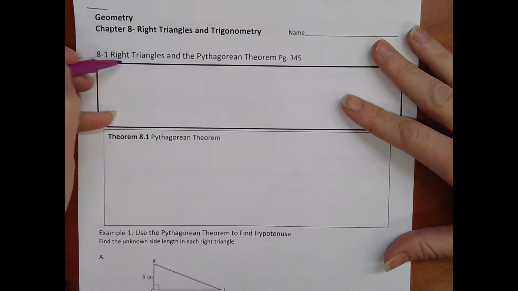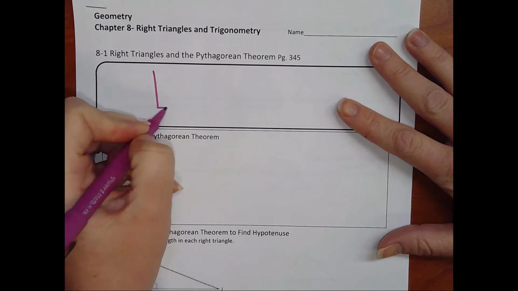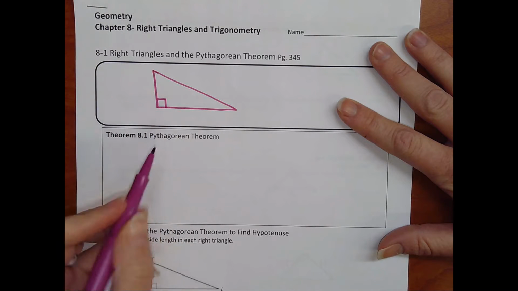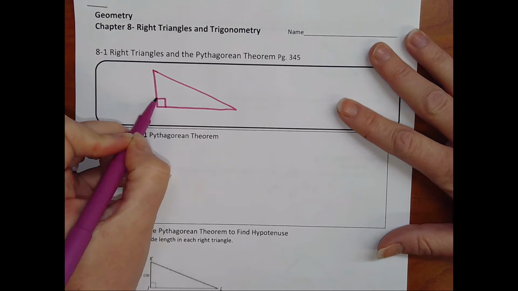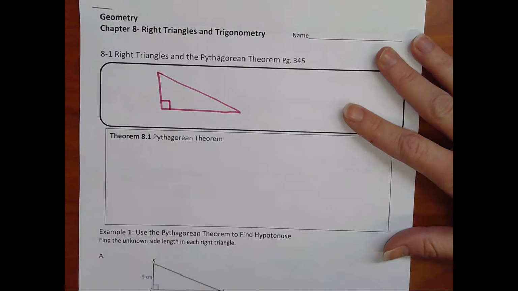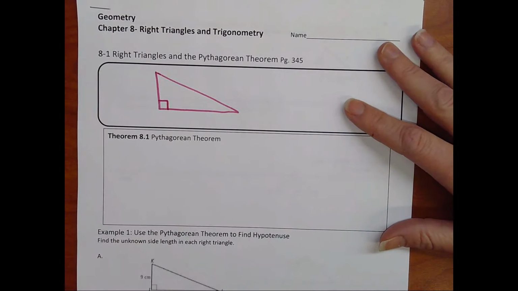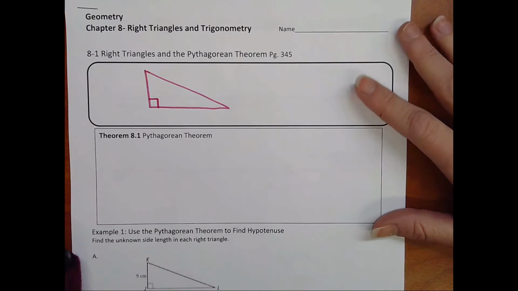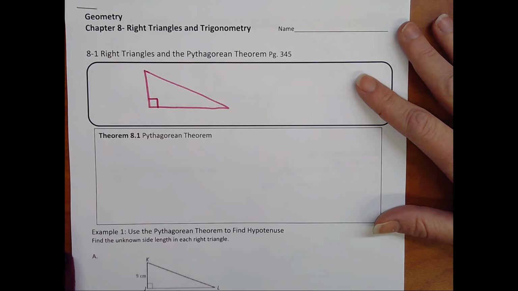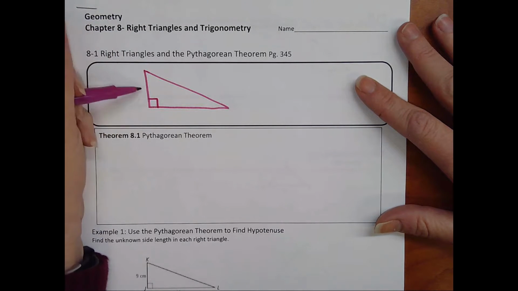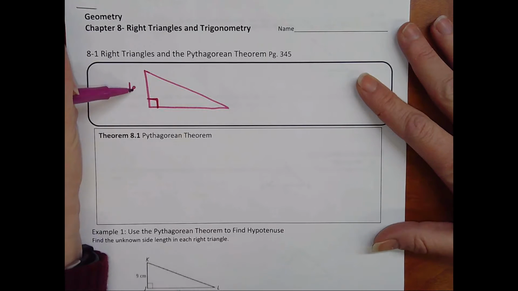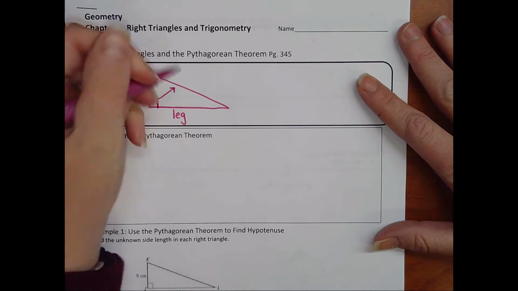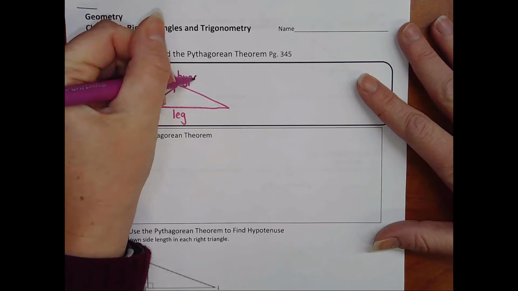So first thing we're going to talk about are right triangles. We've talked about them already, but we've got to really get into the nitty gritty on them. A right triangle is a triangle, has three sides. What makes it a right triangle is the 90-degree angle. Today we're going to be solving for one of the missing sides of this right triangle. The two sides that are attached to the 90-degree angle are called legs. And the side opposite your right angle is always called the hypotenuse.